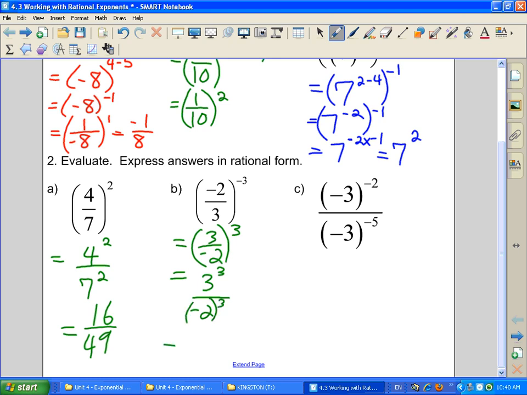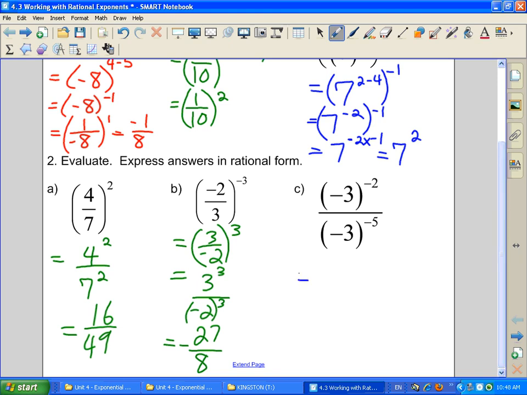Okay. Taking a look here, folks, we're going to have 3 times 3 times 3 is 27, divided by -2 times -2 times -2 is -8. However, it's improper to leave the negative as a denominator, so bring it out front or up top. All right. Okay, example C.